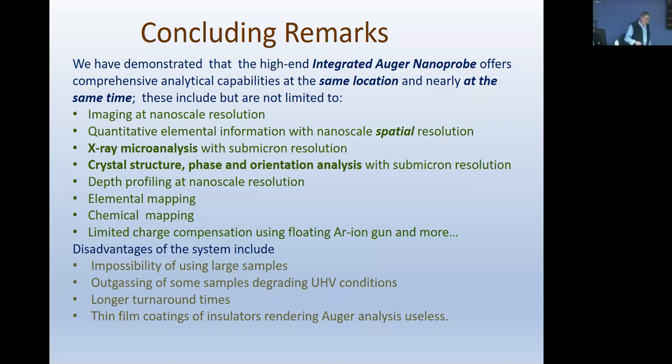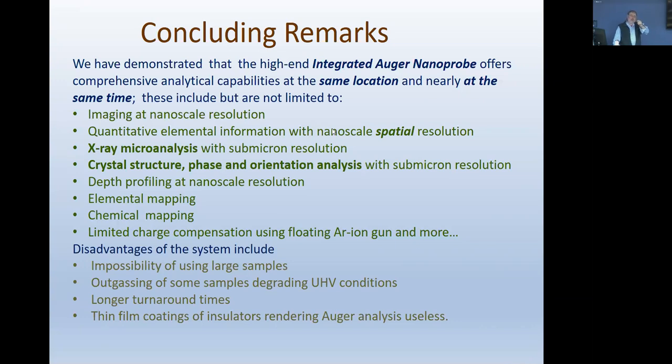So with that, I would like to conclude. First, the integrated OHJ Nanoprobe offers comprehensive analytical capabilities at the same location at the same time. That's very important. These include, but are not limited to, imaging at nanoscale resolution and quantitative elemental information with nanospatial resolution.